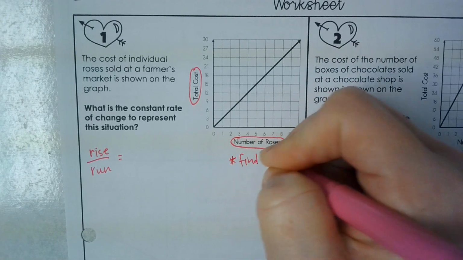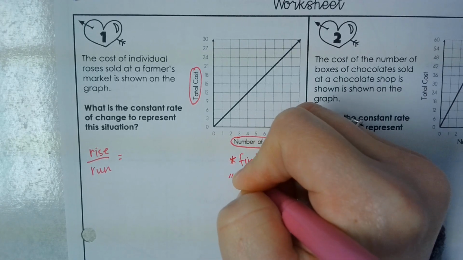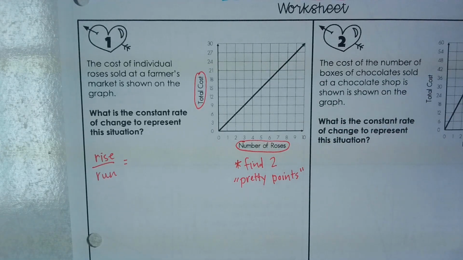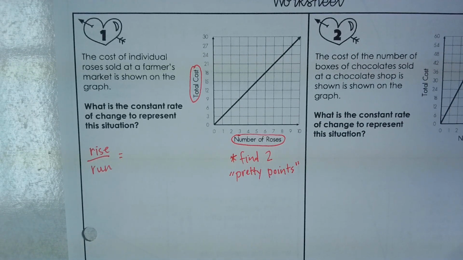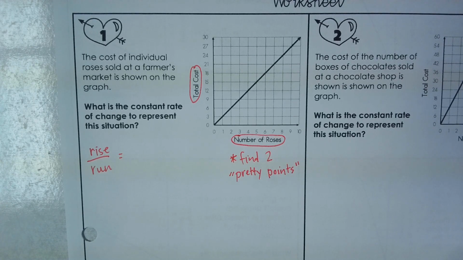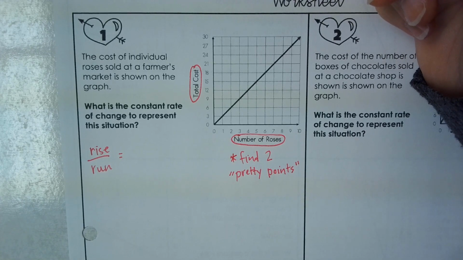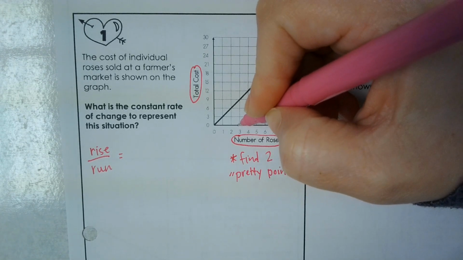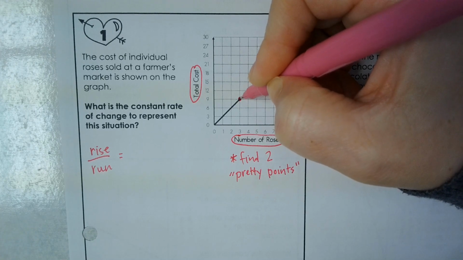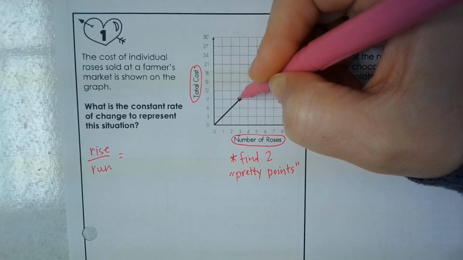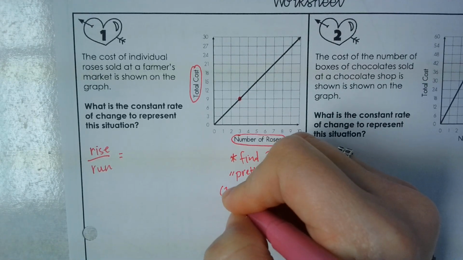So we need to find, this is what I call pretty points. Pretty points are points on a graph where I know exactly what the coordinates are. It's not like halfway in between any lines. It's perfect coordinates with whole numbers. I don't want any decimals or fractions, okay? So, for example, I see there's a good bit of pretty points here. I see a pretty point at 3, 9. You see how that's a pretty point? It's not like halfway between anything. It's perfectly on 3, perfectly on 9. So I'm going to write that down. We're going to do 3, 9.